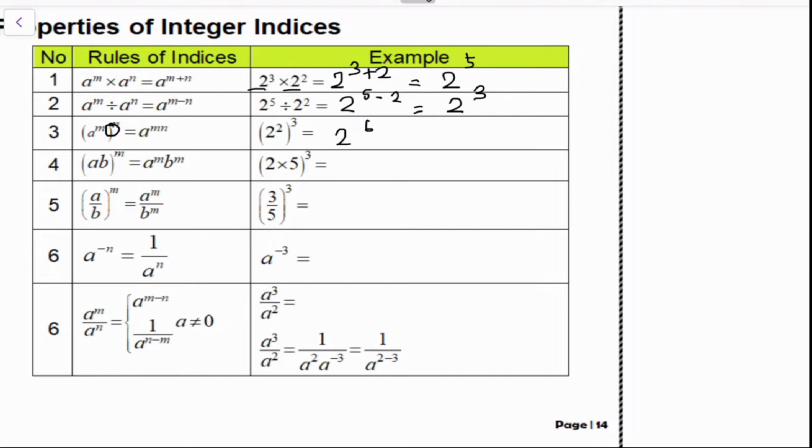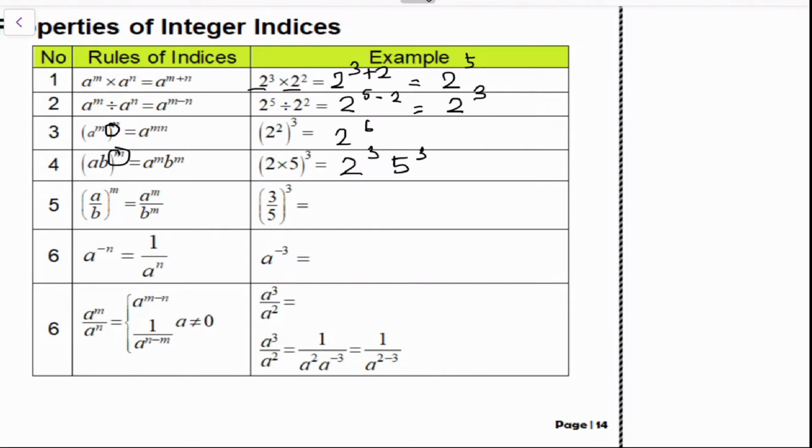Okay, now when you have ab, meaning you have a different base with the same power, that is m, you can rewrite by separating the base. So for this example, you can rewrite it like 2 to the power of 3 times 5 to the power of 3.